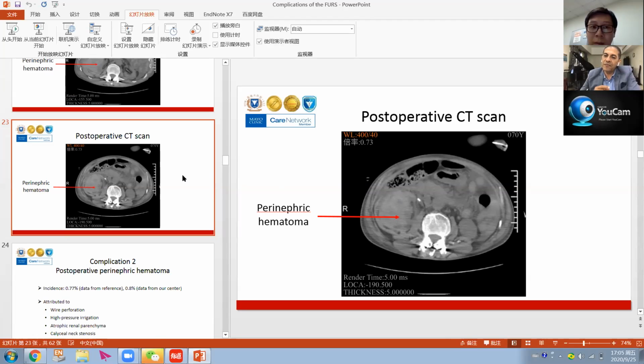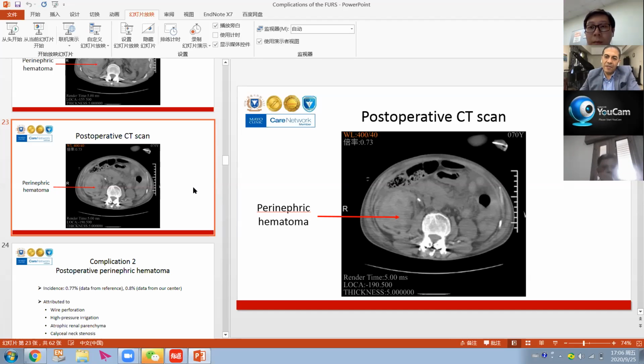Do you think double J stent drainage in such a hematoma will be enough, or is it better to put a nephrostomy tube, because a double J can be easily blocked with this massive bleeding? But this patient didn't have hematuria, so I think the double J is enough. If there is severe hematuria, I think it will be spotted immediately.